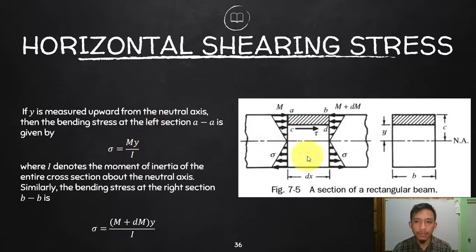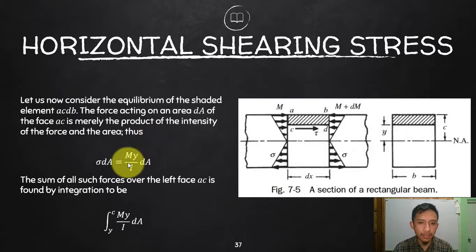Why? Because that depends on what fiber we are considering. If you are considering the outside, then that will be c, where I denotes the moment of inertia with respect to the neutral axis. And then your bending stress, if you proceed to section BB, moving just a little bit, that M will become M plus dM. Instead of having M, that will now change to M plus your differential moment.